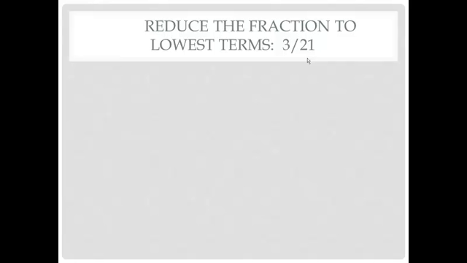Alright, reduce the fraction to lowest terms. When you reduce a fraction to lowest terms, you're trying to find a number that can be divided into your numerator and your denominator. So a common factor. A common factor of 3 and 21, or something that will go into both 3 and 21, is 3. So if I divide the top and bottom by 3, then I get 1/7.